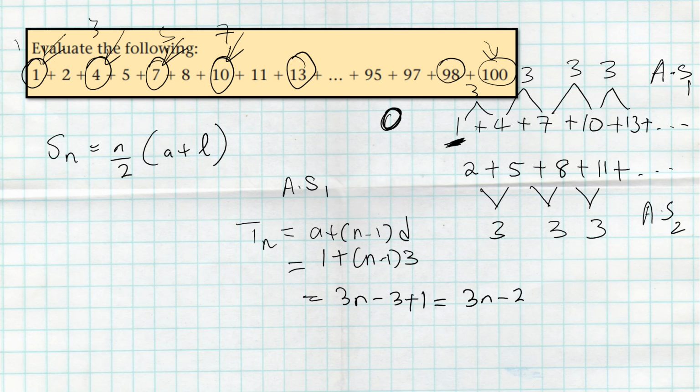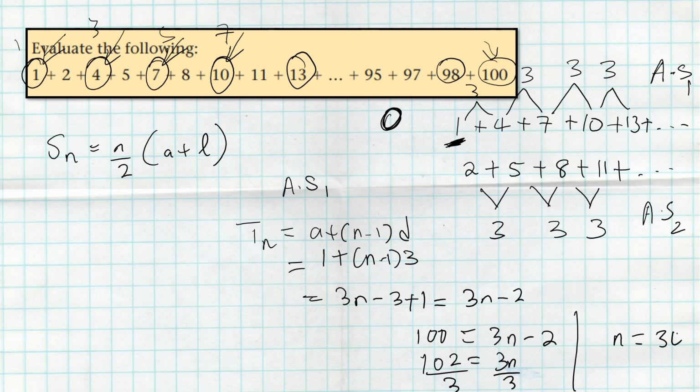So I'm going to check: is 100 a term in this sequence, arithmetic sequence 1? So this will be 102 equals 3n, then my n is equal to 102 divided by 3.